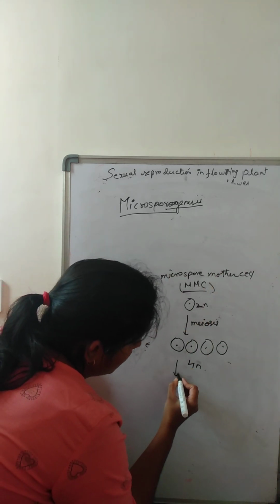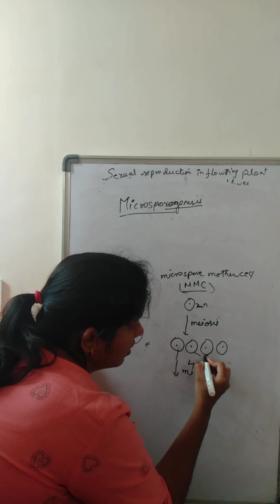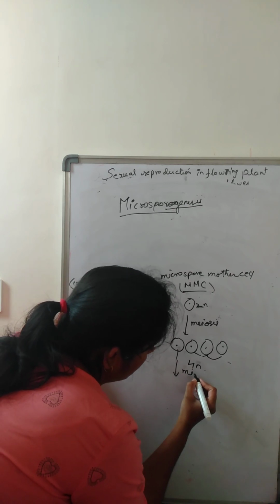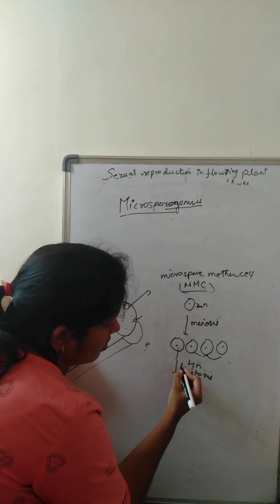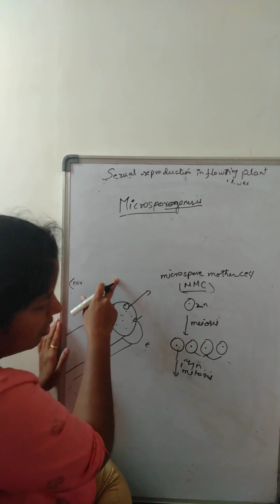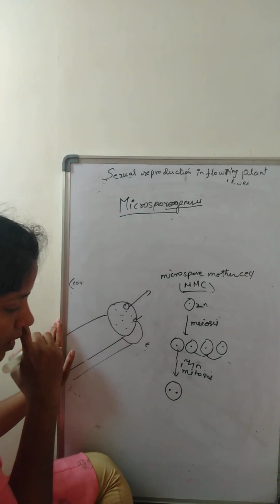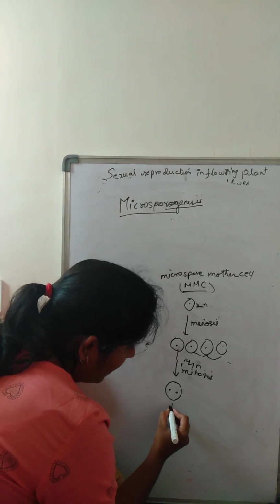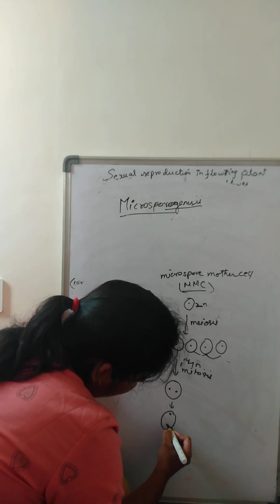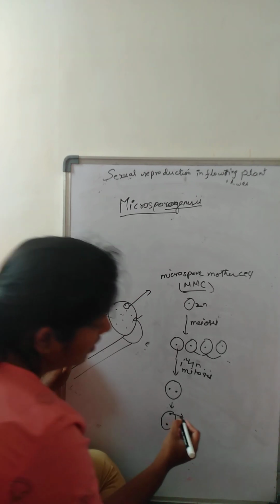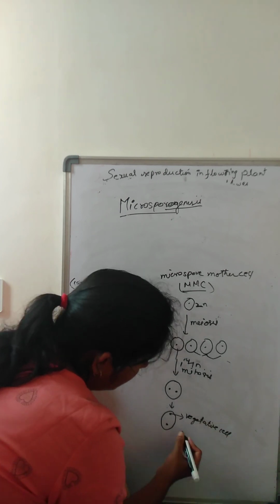Now this one undergoes mitosis. Mitosis, the first mitosis. When it undergoes the first mitosis, 2 nuclei are formed. Understand? And by itself it arranges, one will be here and one will be here. This is the vegetative cell, and this is the generative cell.